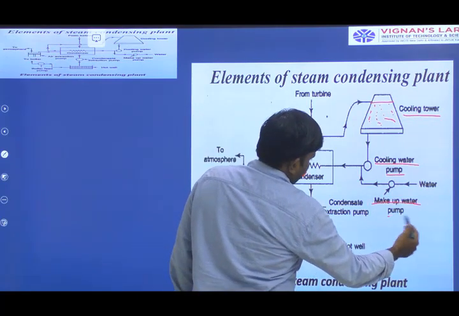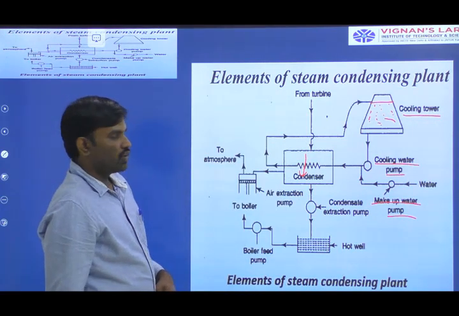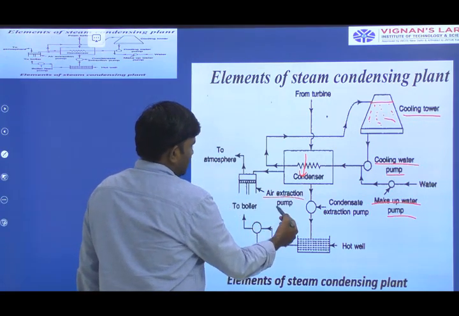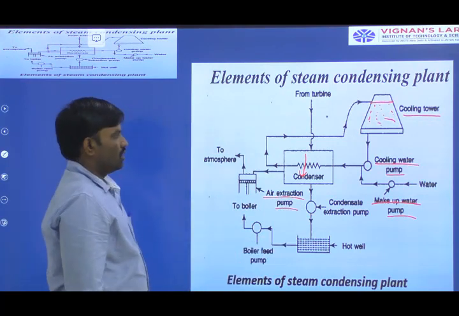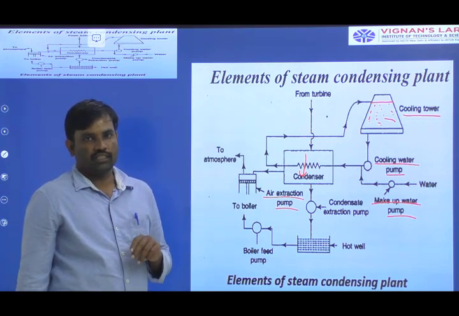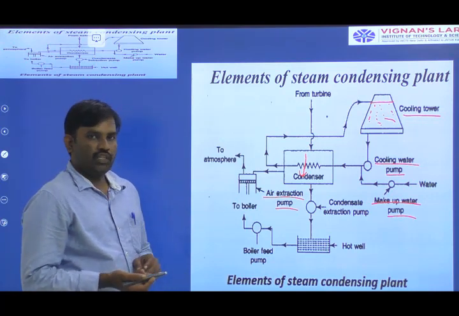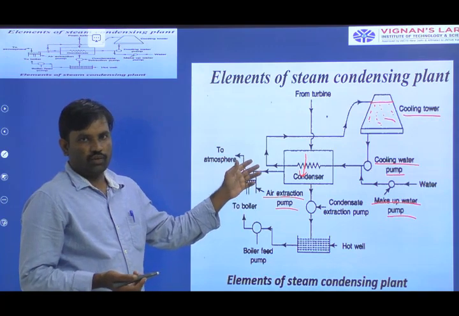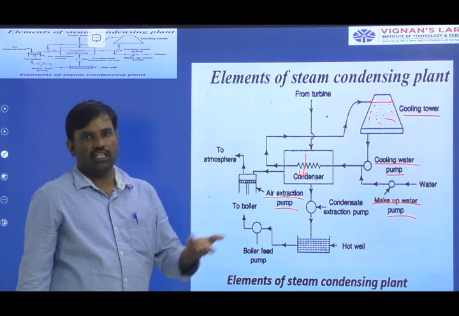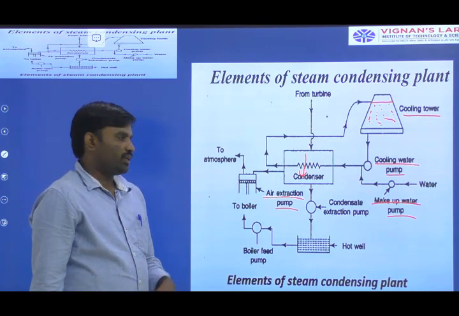We use the makeup water pump in order to make up the lesser quantity of water. During the condensation process, we remove the air in the condenser section for maintaining the vacuum pressure in the condenser. After the expansion of steam, the steam in the condenser section has very low pressure. For the steam to flow from the steam turbine to the steam condenser, we have to maintain a pressure lower than the low pressure in the steam turbine. So we have to maintain vacuum pressure inside the condenser.